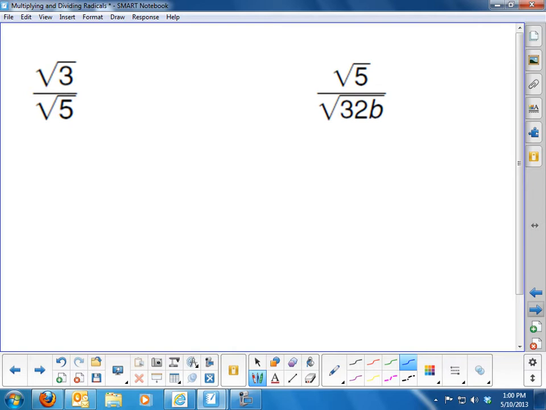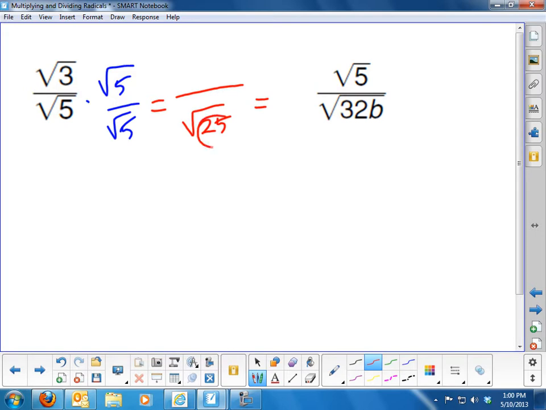Jonathan, who's listening to my live recording, says that I should multiply the numerator and the denominator by the square root of 5. Now, why would we do that? Because the square root of 5 times the square root of 5 is equal to the square root of 25. Well, what is the square root of 25? Our goal was to get that number to be a perfect square, and it is now. So now I just have a 5 in the denominator.